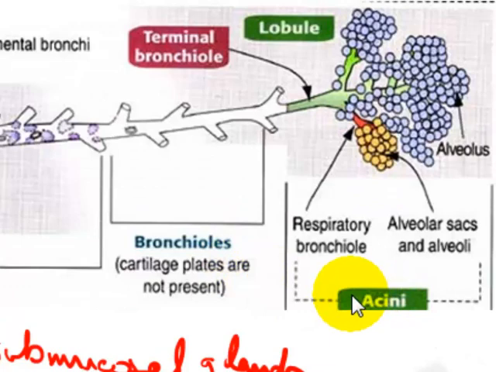The concept of what is an acinus and what is a lobule is very important over here, because this concept is important as we are going to discuss emphysema in the next presentation. So this acinus basically is nothing but a respiratory bronchiole along with the alveolar duct and the alveoli.